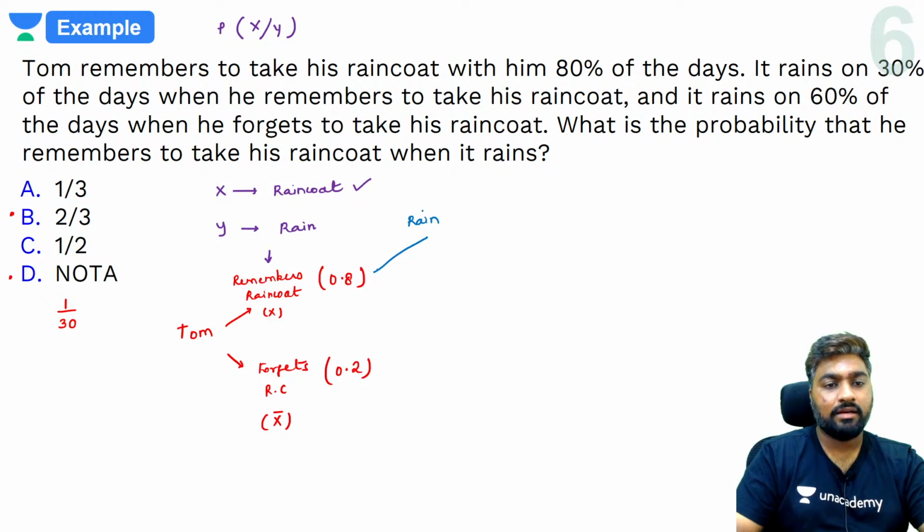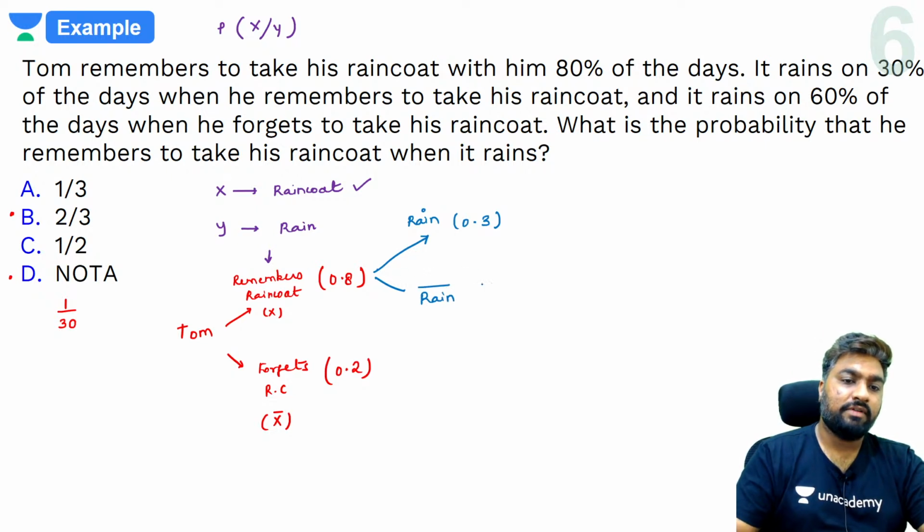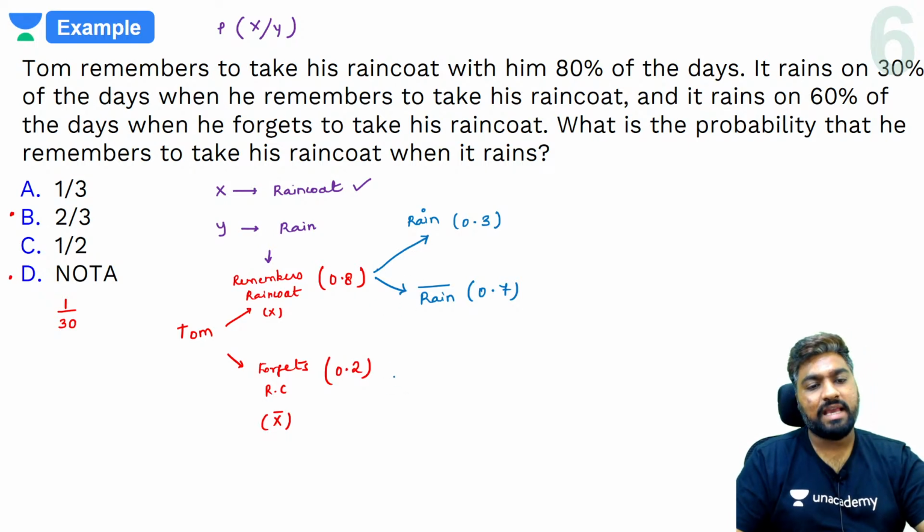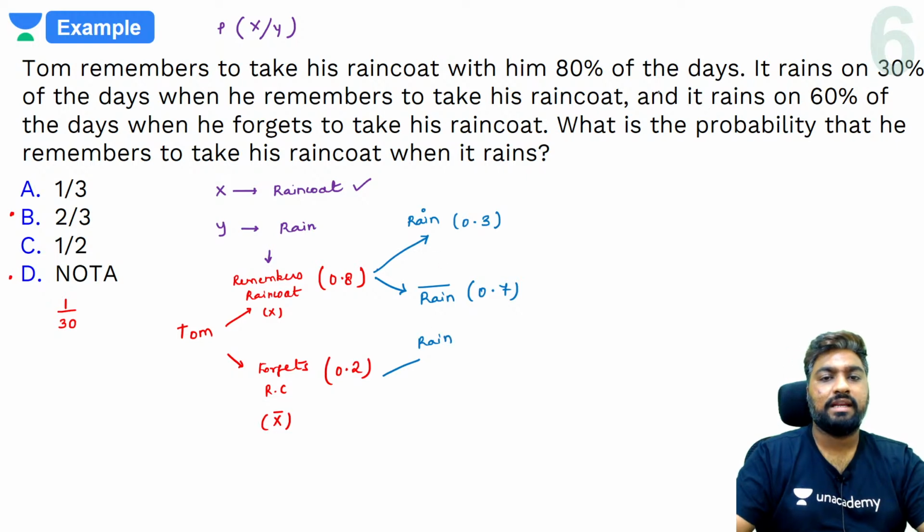It will rain when he remembers the quote is how much? 30%, 0.3. So no rain, बारिश नहीं होती है जब वो रेनकोट लेके जाता है, will be what? Remaining 70% of the cases. No rain when he remembers the raincoat. Got it? Same way here, when he forgets the raincoat, probability of rain is what?